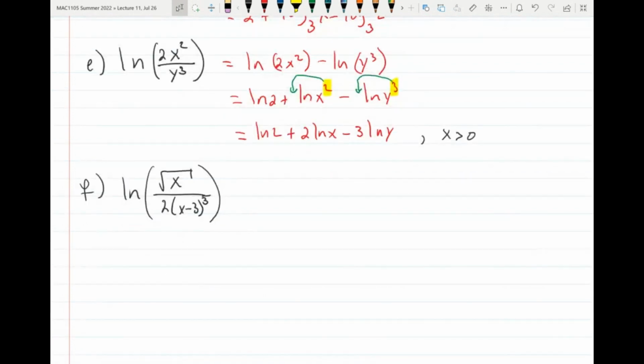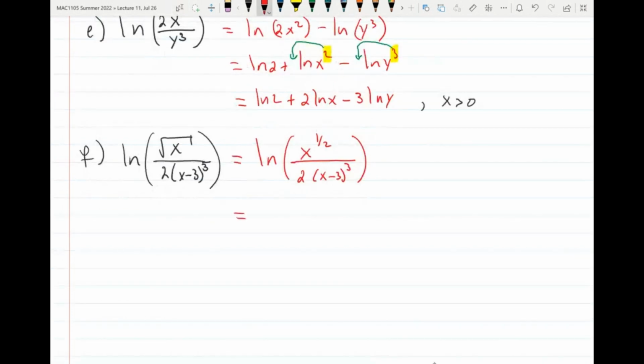And then for the last one, we use the same idea. So I guess the point here is that we have a radical. What do we do when you see a radical? What's a radical? It's just a power. What power is it in this case? A 1/2. If you have a cube root, what will be the power? A 1/3, and so on. So remember, radicals are just powers. So we can write it as a power, and then we do the same thing that we did, for example, in part E. Okay? So let's do that. So we can rewrite this as ln of x to the 1/2 over 2 times x minus 3 cubed.